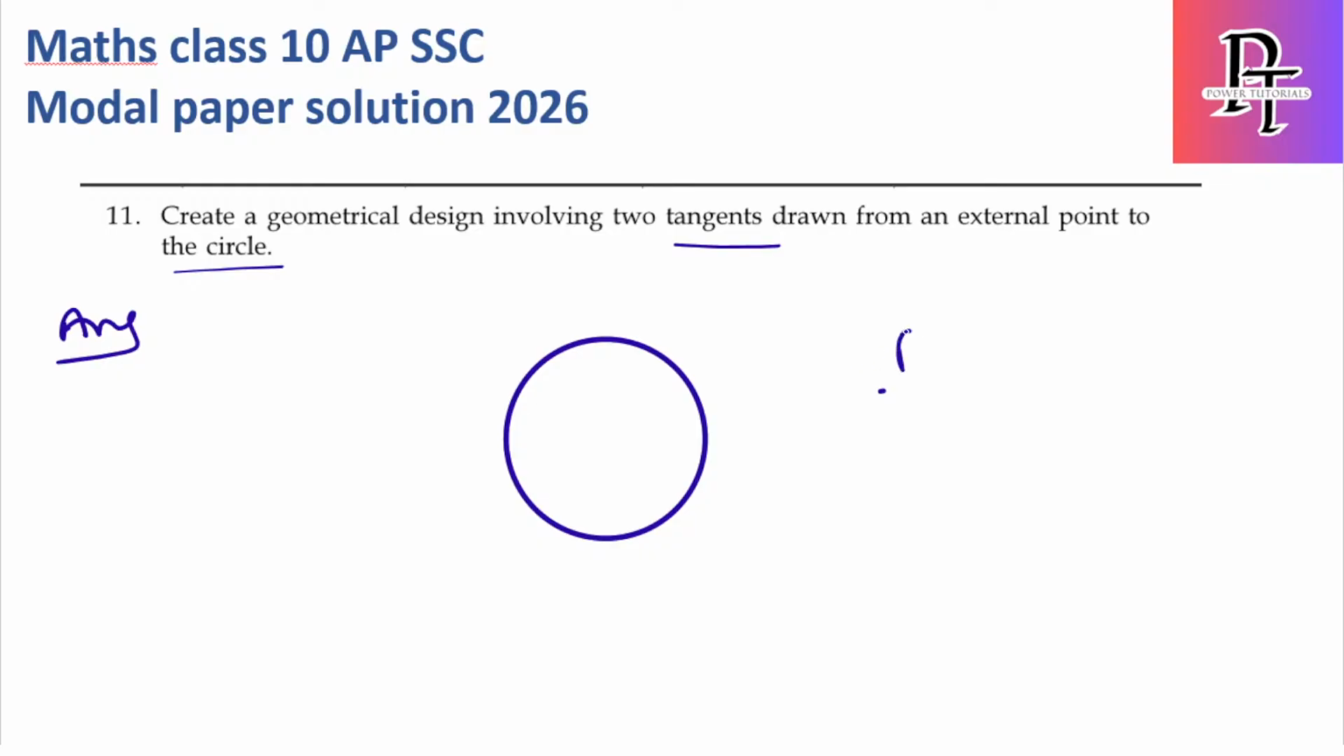Okay. So we have a point here, and now they're asking for two tangents from an external point. So this is the external point P, and two tangents. I'll just draw them. This is one tangent, and this is another tangent.